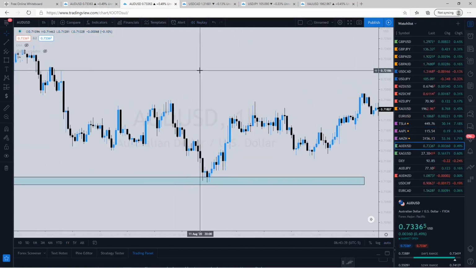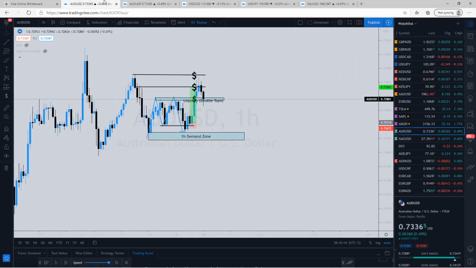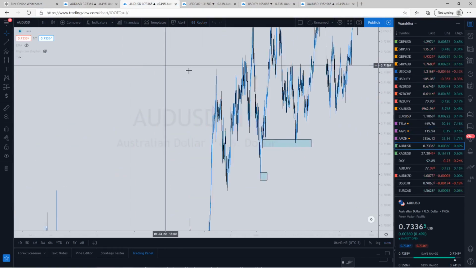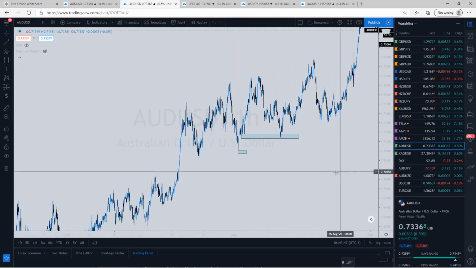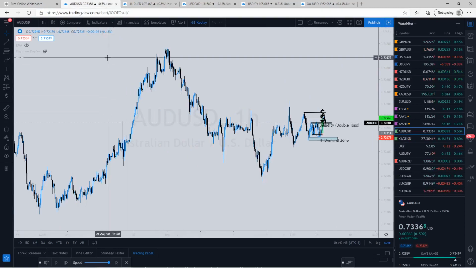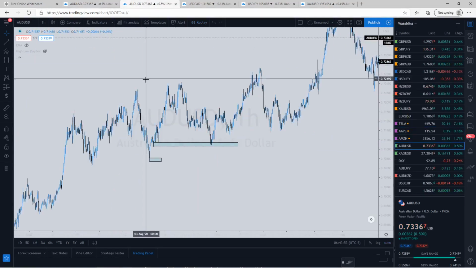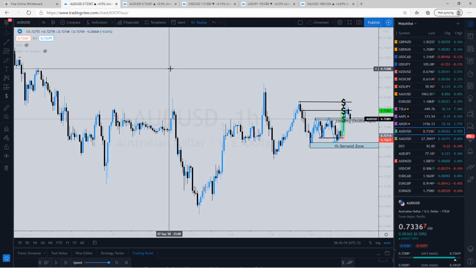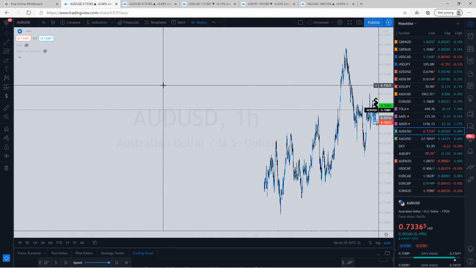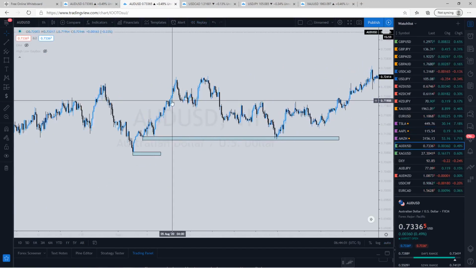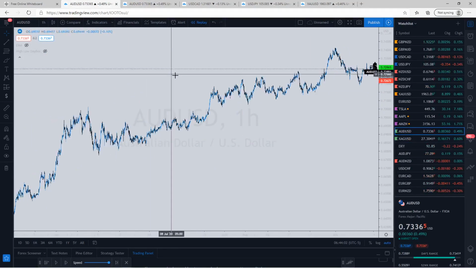Just making sure that this price isn't the same. Okay, this is actually during completely different times. Right, so here we go. We're gonna go ahead and go through this setup on AUD/USD. Wait, it's actually the same setup. Okay. Well, I see what's going on here, man.